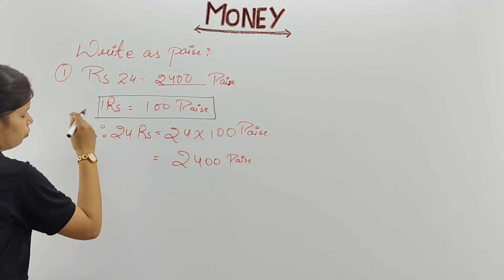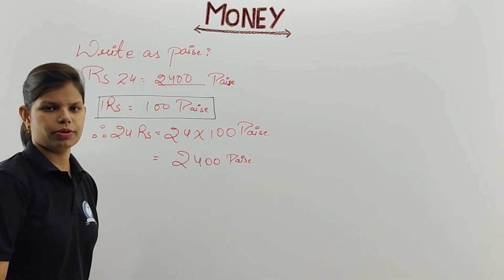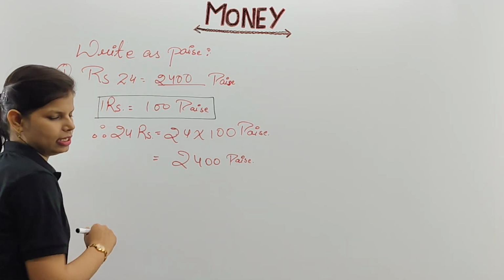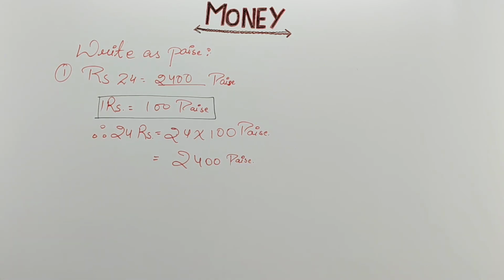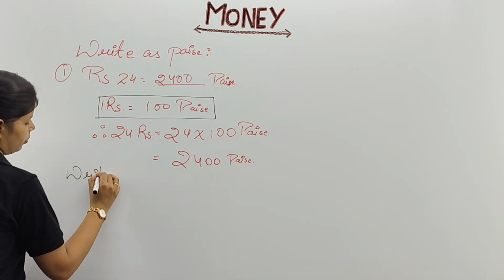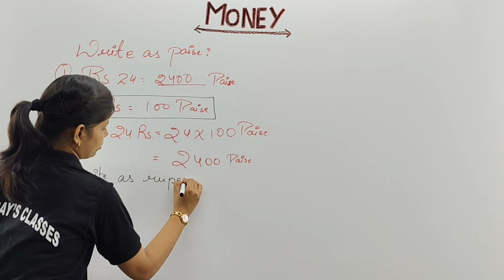Sometimes you make mistakes while dealing with it. Sometimes you use the wrong operations. Because of that, your answers are incorrect during exams. So please keep all these things in mind while dealing with the problems. Next problem which we are going to write as rupees. Now, second part: write as rupees.